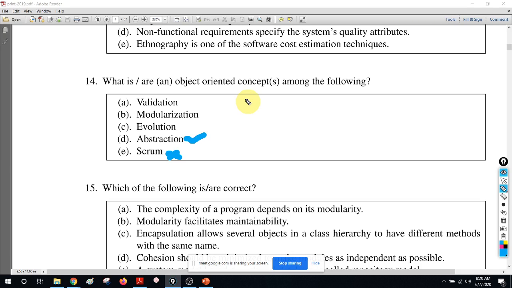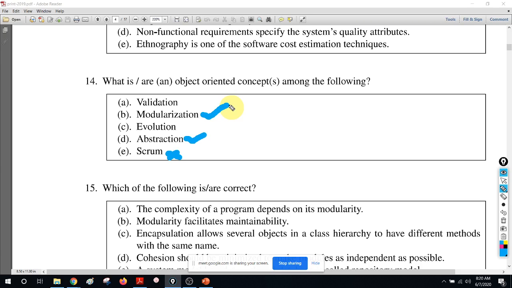So let's look at the answer for 14. They have taken B and D, so that means they have taken modularization as well. I can't argue with that answer. Though the main concepts are abstraction, encapsulation, inheritance, and polymorphism, modularization is a concept that comes from structured programming, but still we can use it. That is why we have a concept called packages, etc. So I have to agree with that answer also.